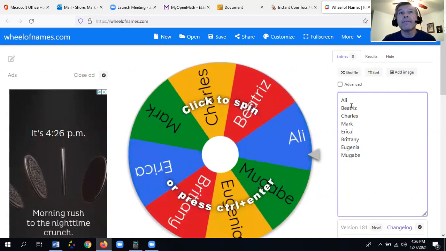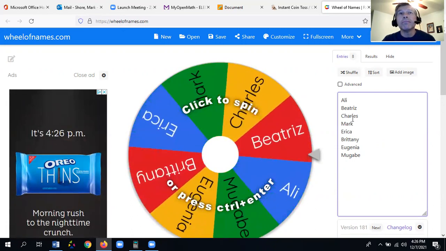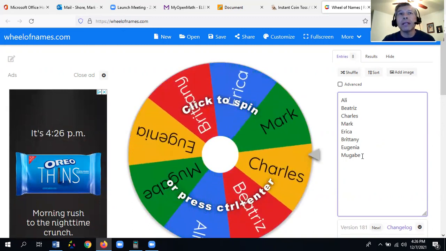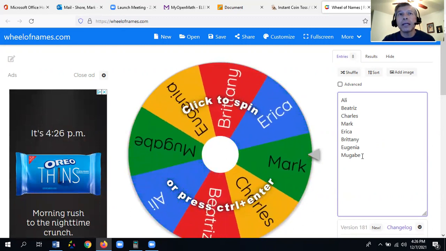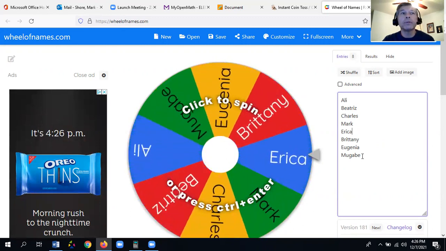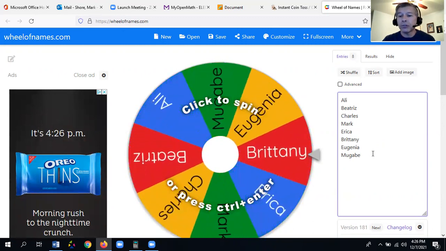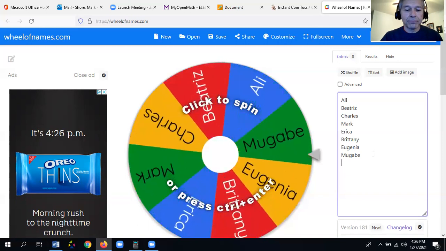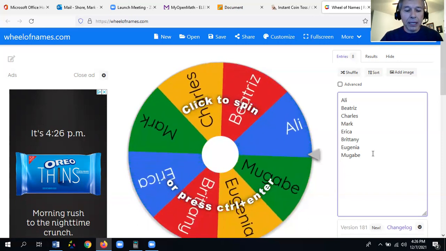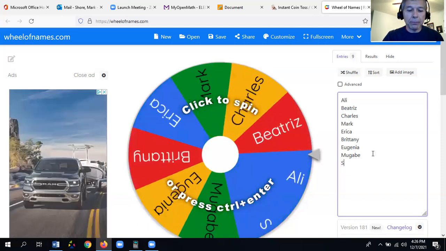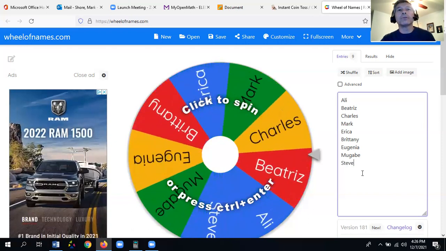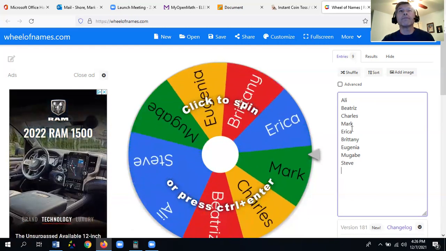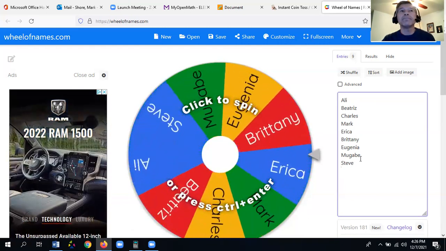And how many males do we have? Charles, Mark, and Mugabe. That's it. Charles, Mark, and Mugabe. So I guess we need 1 more male. So let's do 1 more. I don't know how to spell many names, so I'm just going to do that. My brother's name is Steve. So let's make sure we got 9. 1, 2, 3, 4, 5, 6, 7, 8, 9 names.